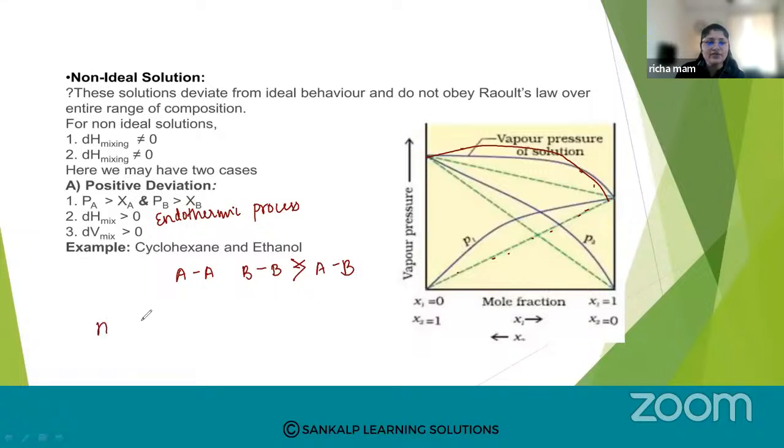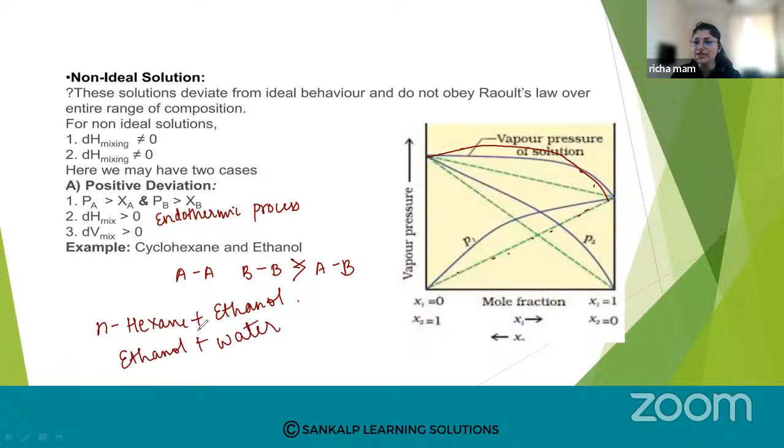The examples of positive deviations are n-hexane plus ethanol, then ethanol plus water. Please write it down. Very important, so it is asked as an example. It can be asked during CET like that: n-hexane plus ethanol is an example of what type of deviation? Ideal solution, positive deviation, negative deviation, or none of the above. Anything can be asked like this, so you have to remember the examples.